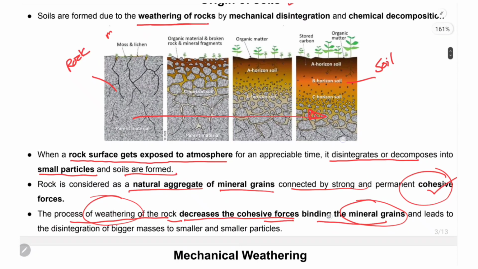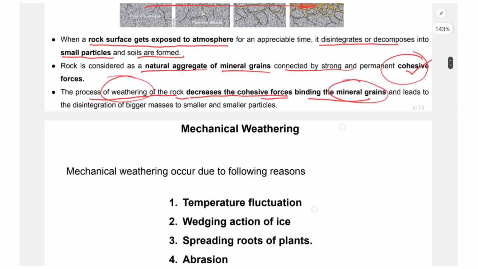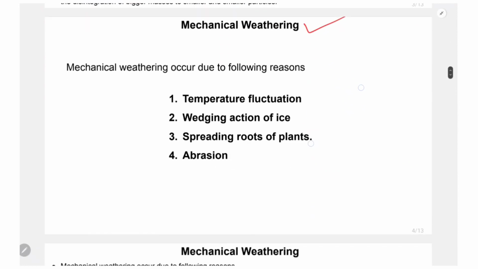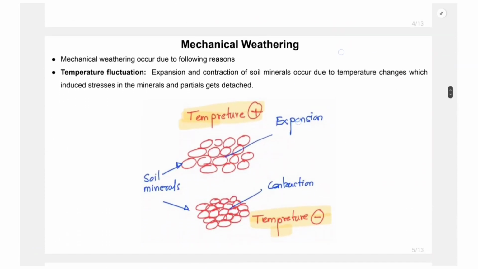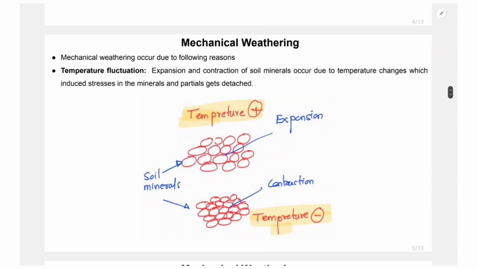The first aspect through which soil forms is mechanical weathering. All the physical processes of soil formation happen in mechanical weathering. It consists of four operations. First is temperature fluctuation, second is wedging action of ice, third is spreading roots of plants, and fourth is abrasion. We will see these operations one by one. First is mechanical weathering.